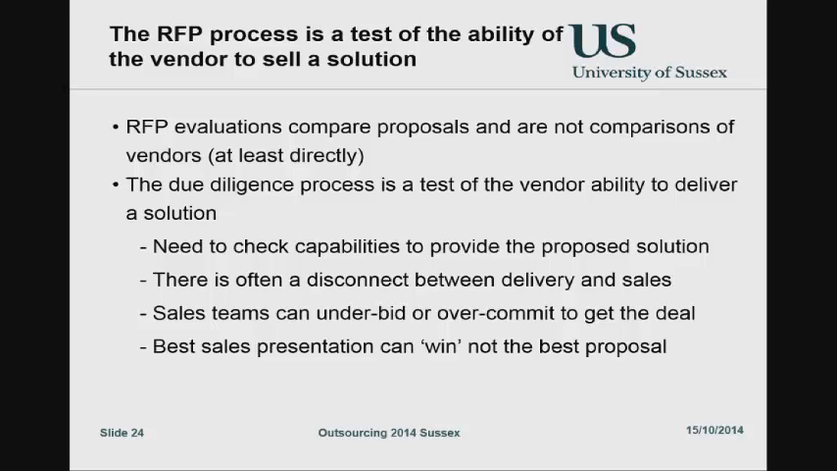There's often a disconnect between delivery and sales in most vendors. Different teams provide the proposals, and you need to check for general coherence, and that it all stacks up and is sensible. Sales teams can often underbid or overcommit to get the deal, and we need to check that and really think about it. And not get overexcited as an outsourcer, a buyer, by, oh, this is a wonderful bid, I'm going to make myself look good, because in the end they can't do it. You have to check that they can really do these things.